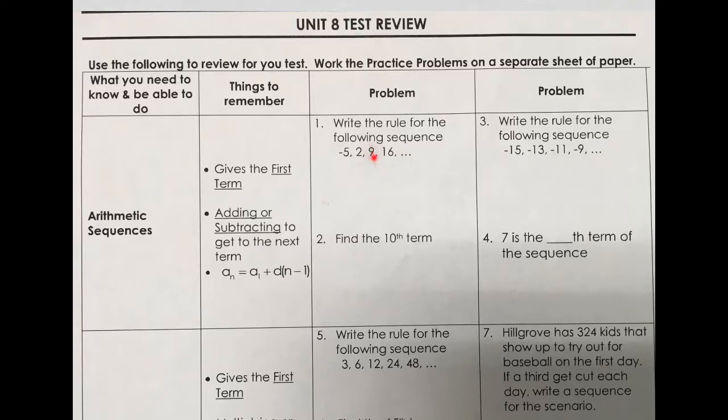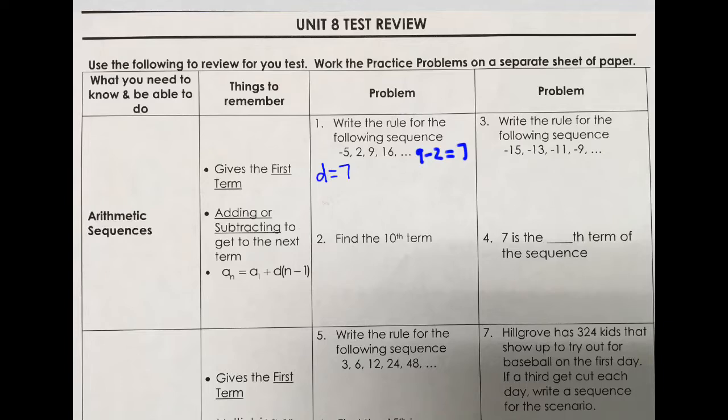Well, you take any number in the sequence and you subtract the number that comes before it. And so if we had 9, let me get my marker out, if we had 9 minus 2, that would be equal to 7. And so that would mean we would have a common difference equal to 7.